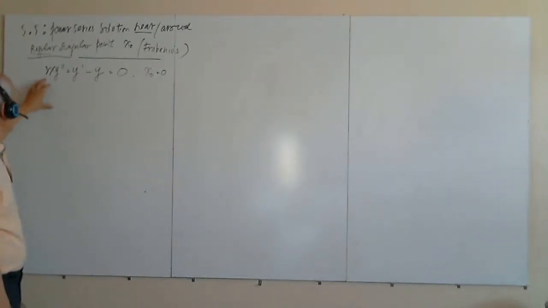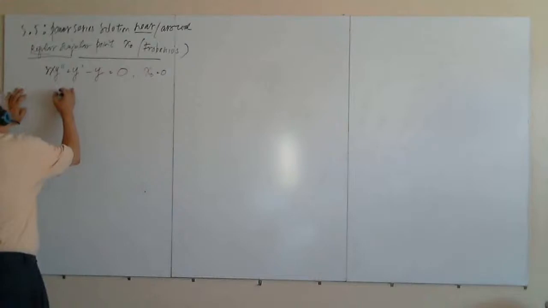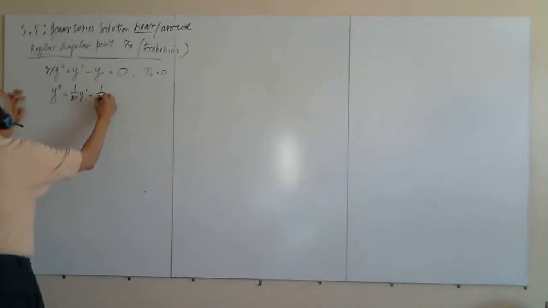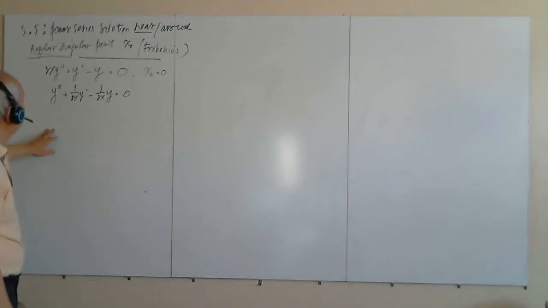First of all, I need to convert this into a format in which the y double prime has a coefficient of 1. In that case, I have to divide the left-hand side and right-hand side by 3x. So I got y double prime plus 1 over 3x y single prime minus 1 over 3x y equal to 0. Am I correct? Yes. Make sense or not?